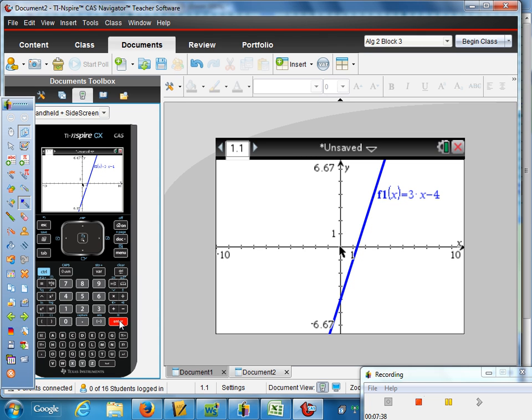It has to be y equals. That's simple. So wait, we can check our answer? Yeah, you can check your answer on there. That's all you have to do.